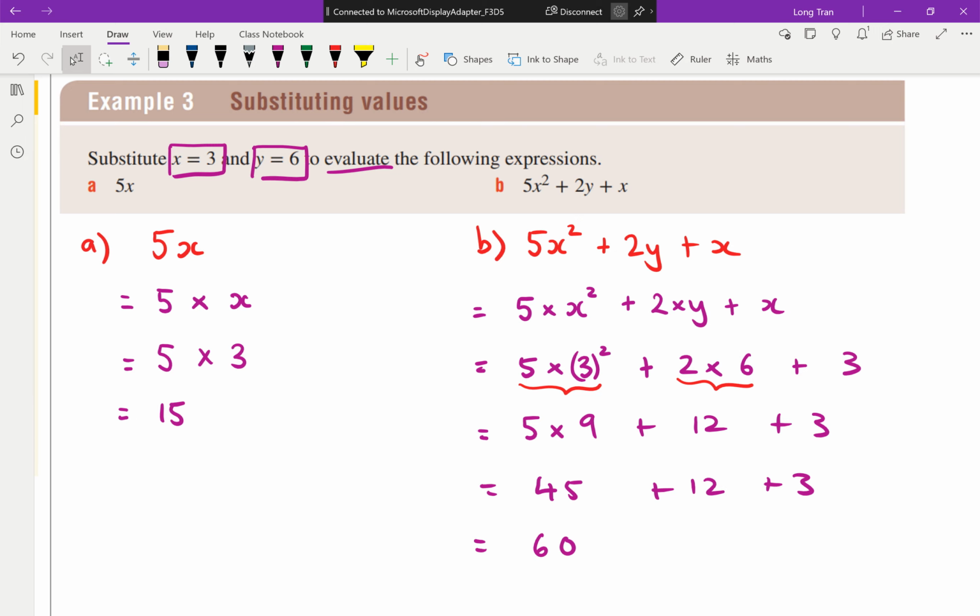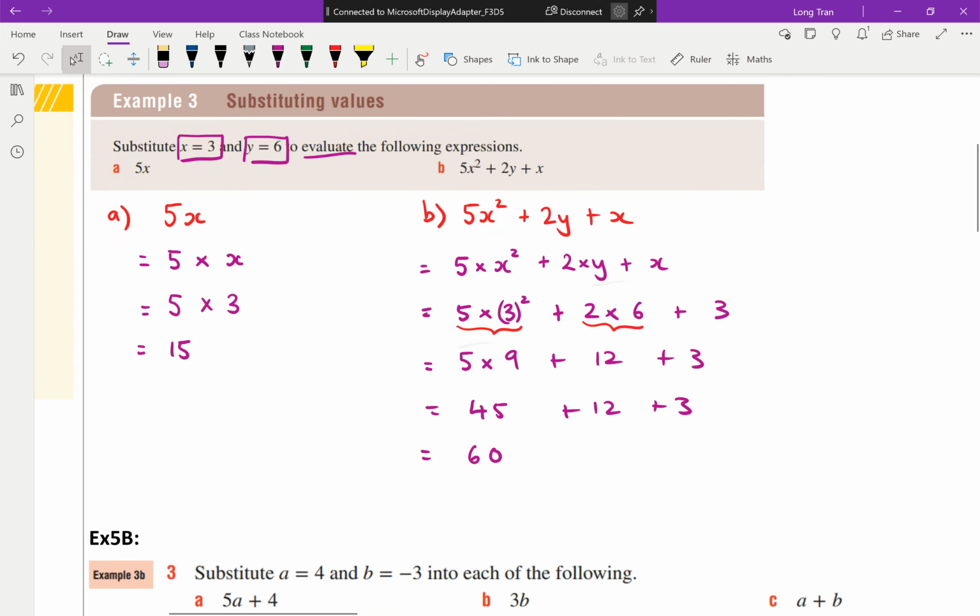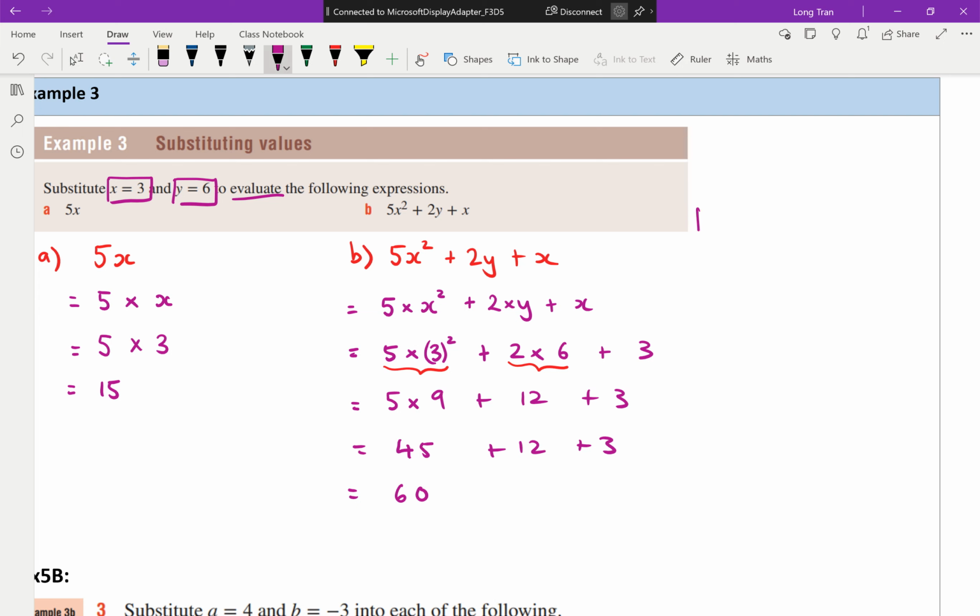So for example, in the year 9 content, you will get something like this. You might get a problem where it looks like, actually maybe I'll do it an easier way.